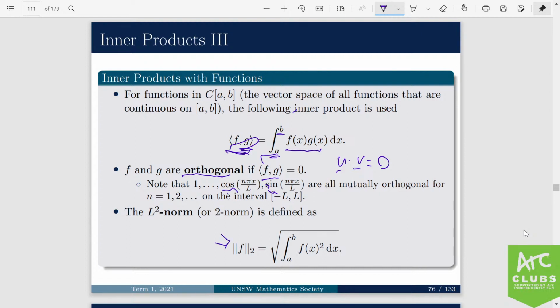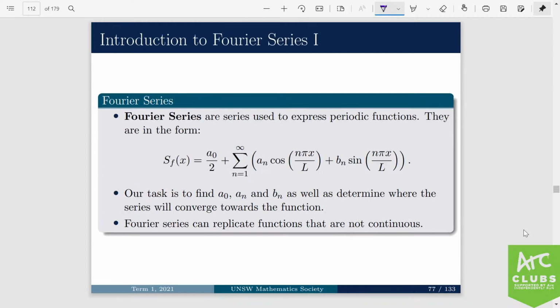And so what we're getting to here is basically our Fourier series. Our Fourier series is a series that looks like this. I need to get better at drawing.